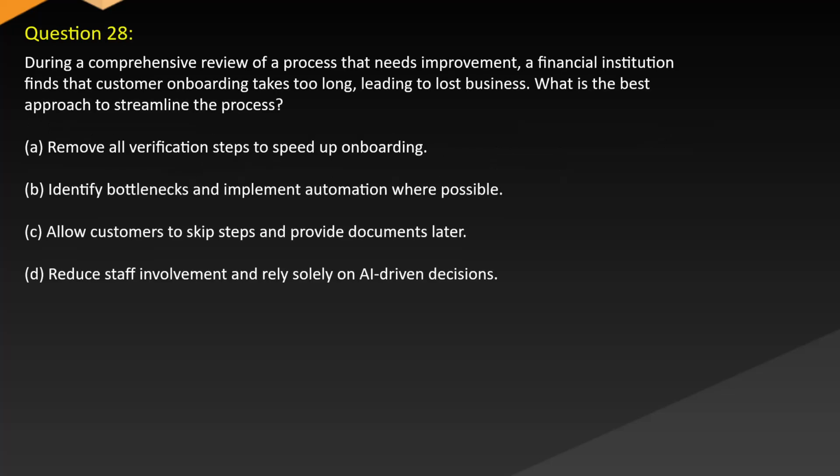Question 28. During a comprehensive review of a process that needs improvement, a financial institution finds that customer onboarding takes too long, leading to lost business. What is the best approach to streamline the process? A. Remove all verification steps to speed up onboarding. B. Identify bottlenecks and implement automation where possible. C. Allow customers to skip steps and provide documents later. D. Reduce staff involvement and rely solely on AI-driven decisions.